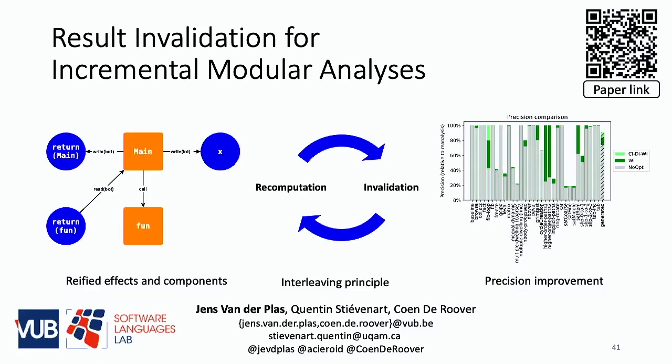Sure. So what the interleaving principle does is you analyze a component and compare its results to what you got from its previous analysis. And you, for example, find it's no longer calling these other functions, it's no longer writing these things to the store. Then you will look at what is dependent on these things and reanalyze it. Yeah, okay, so that's my understanding.